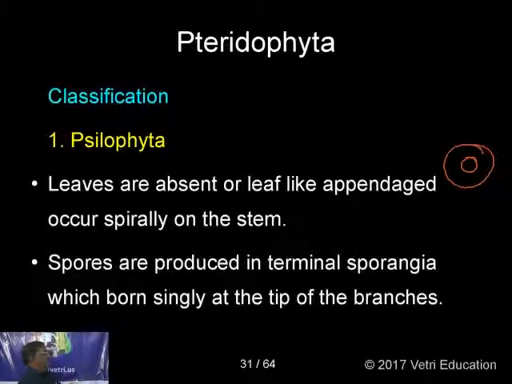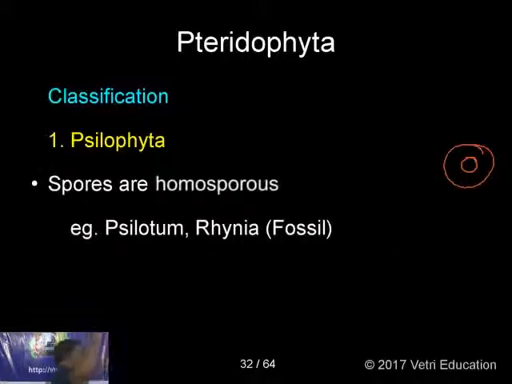And regarding the Xylophyta, the leaves are absent or leaf-like appendages occur spirally on the stem. Spores are produced in terminal sporangia, which are borne singly at the tip of the branches. At the tip of the branches, the sporangia are developed. And the spores are homosporous. Here you can find these are homosporous. Spores are of the same type.